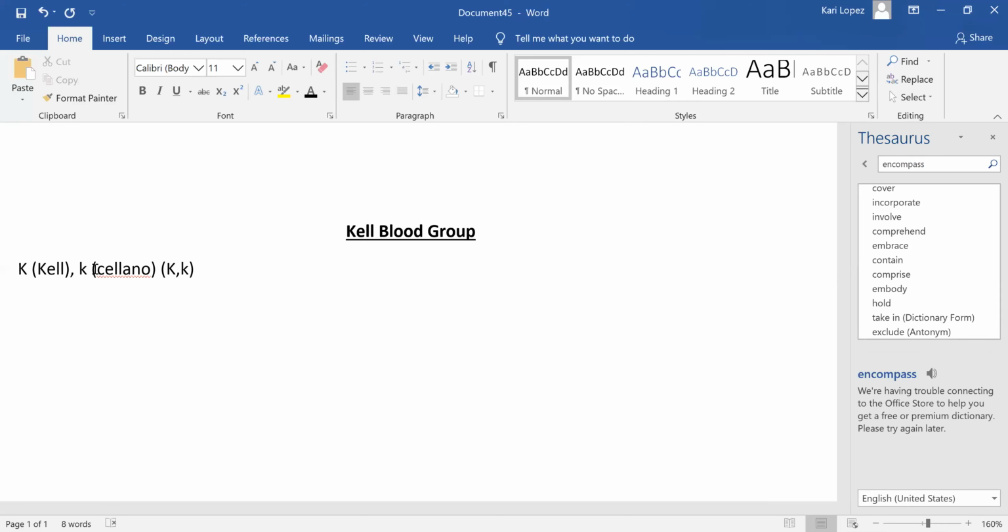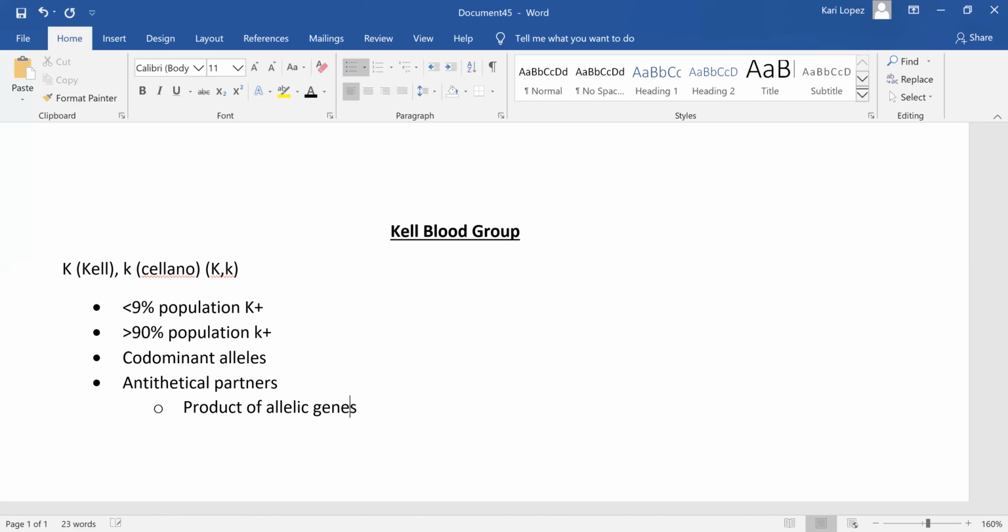Which just means that they are a product of allelic genes. And you'll understand more as you go into more blood group systems as well. But the main thing to know is that Kell and Cellano are antithetical partners. They are well developed at birth.